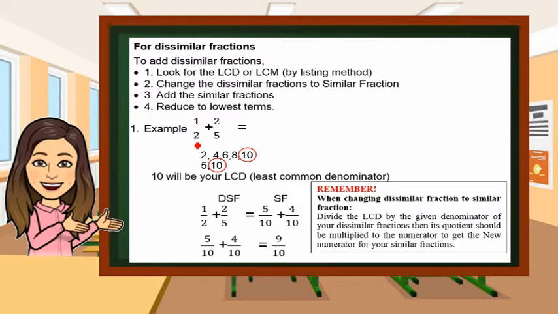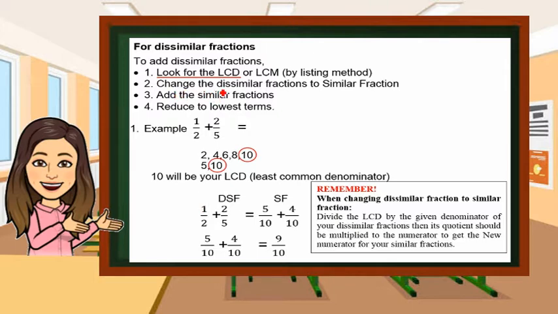So this will be the example. As you can see, 1/2 plus 2/5. They have different denominators, right? So the first step that we should do is to look for the LCD, the least common denominator. By listing method, we will skip count 2, 4, 6, 8, 10, and 5, 10. So this is the lowest number or the least common multiple that 2 and 5 can get. So 10 will be your LCD or least common denominator.